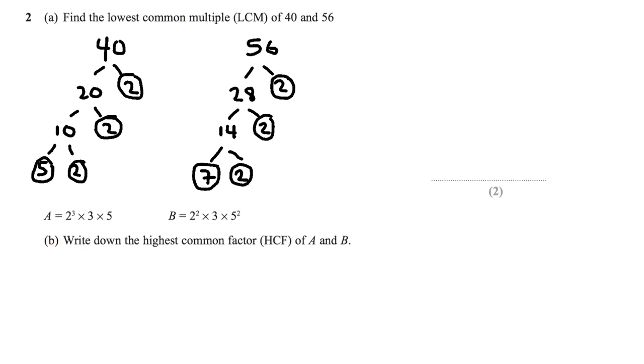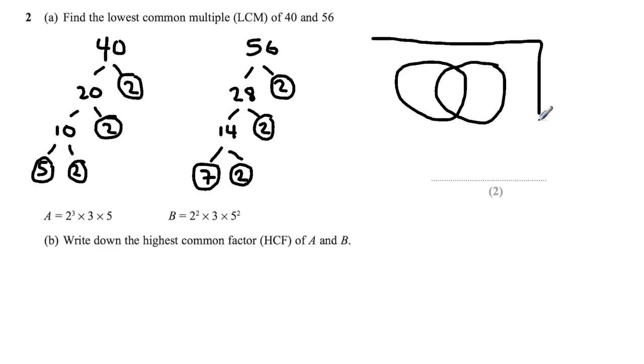I'm then going to construct a Venn diagram. So we have 40 and 56. The common prime factors go in the middle. So common prime factors are 2, 2, and 2. So there's 3 2s go in the middle. So the first 2 here, second 2 here, and the last 2 here. 5 goes over here. And 7 goes over here.